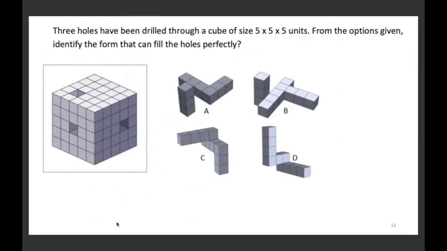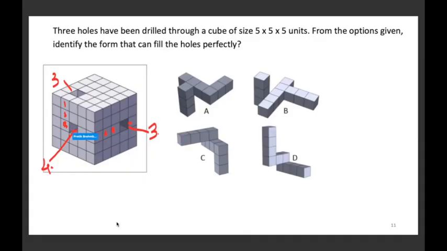Three holes have been drilled through a cube of size 5 by 5 by 5 units. From the options given, identify the form that can fill the hole perfectly. Now, let's look at it. From the top hole given here, how many cubes will be required to fit inside? We require 1, 2, and 3 cubes here. Now, for this particular hole, how many cubes do we require? We require 1, 2, 3, and this will be the fourth one. So 4 cubes here. And for this one, we require 1, 2, and 3 cubes.